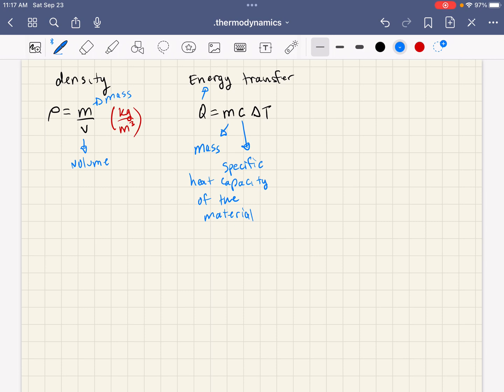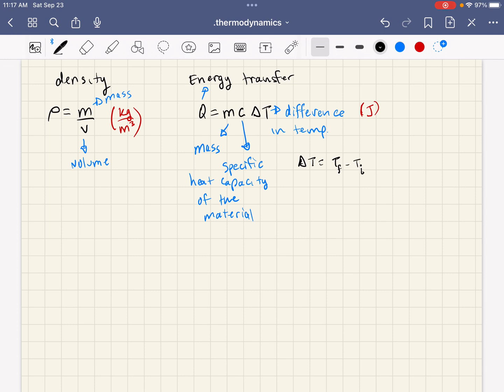And like I said, delta T is just the difference in temperature. Units for this energy transfer are going to be joules. I do want to point out that delta T in this case is going to be final temperature minus the initial temperature.